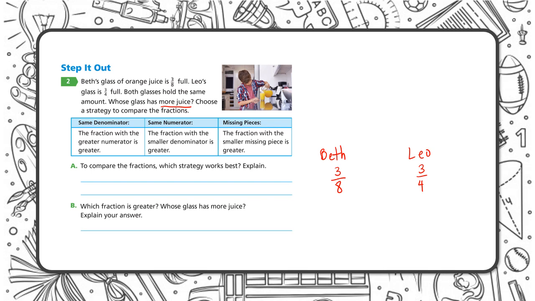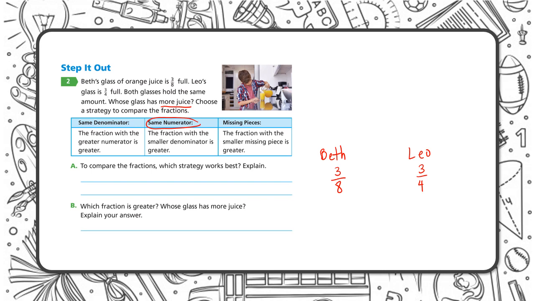Our first strategy is the same denominator. Let's take a look at our denominators. We have an 8 and a 4, so we don't have the same denominators. Next, same numerator. Let's take a look at our numerators, a 3 and a 3. I think we can use this strategy, same numerator. And what does it tell us? It says the fraction with a smaller denominator is greater.